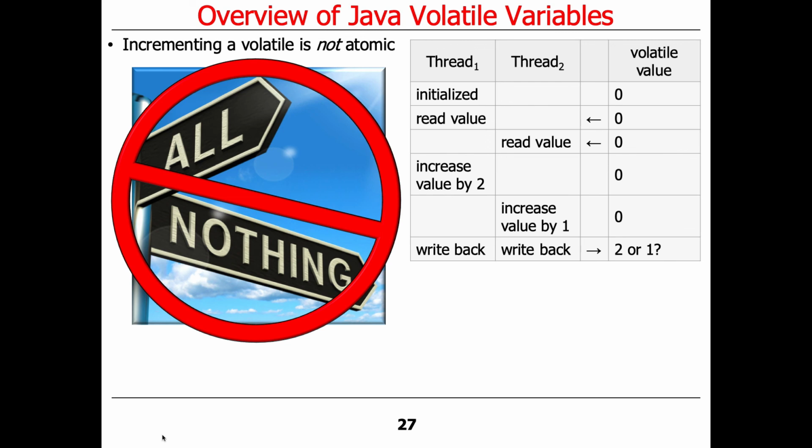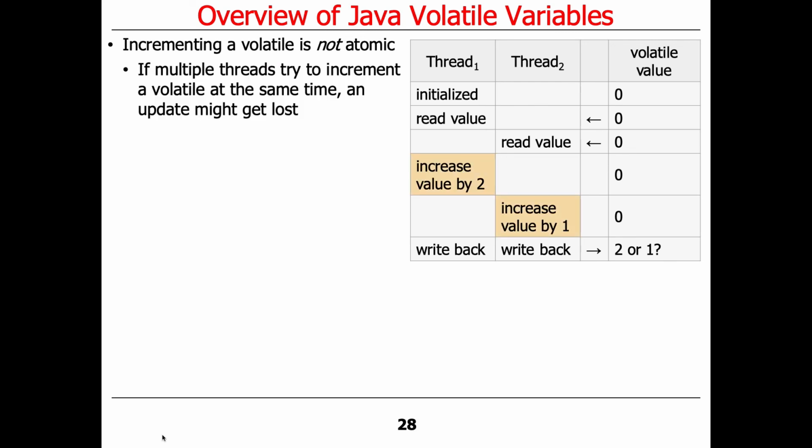And here's the issue. You can see here, if you have two threads that are trying to increment a volatile at the same time, an update can be lost. That's because incrementing and decrementing of a primitive actually involves multiple steps. The first thing that happens is you read the value, so that comes into your cache from memory. Let's say these two threads both go ahead and read the value and they both have 0. Then one thread increments by 2, one thread increments by 1, and then they both write back at the same time.